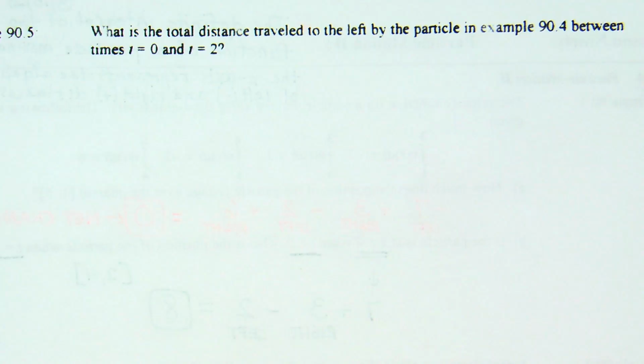Okay. What is the total distance traveled to the left by the particle in example 90.4 between times t equals 0 and t equals 2? Which, if I recall, that's the problem we just did, right? I felt like we only half did that problem. Like you felt like there should be another part B coming up here? Yeah, I felt like we only did half of the problem. Well, here's the other half. So, okay.